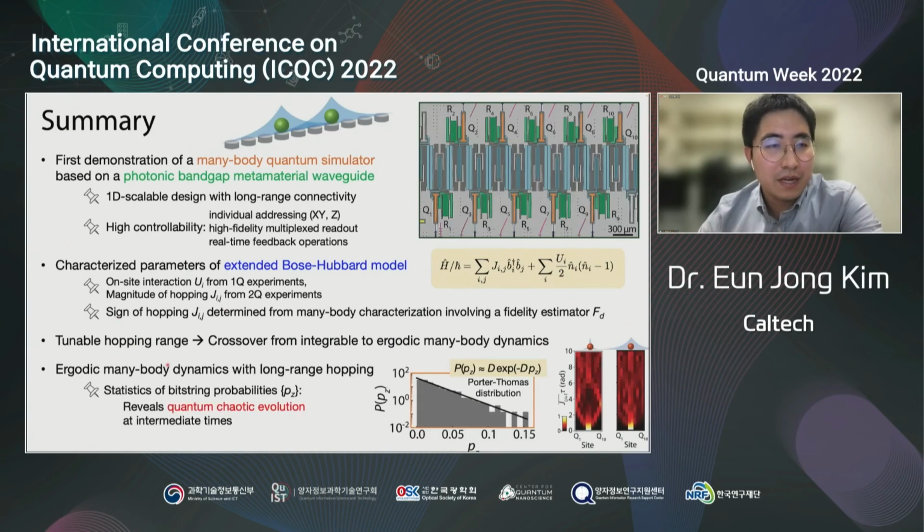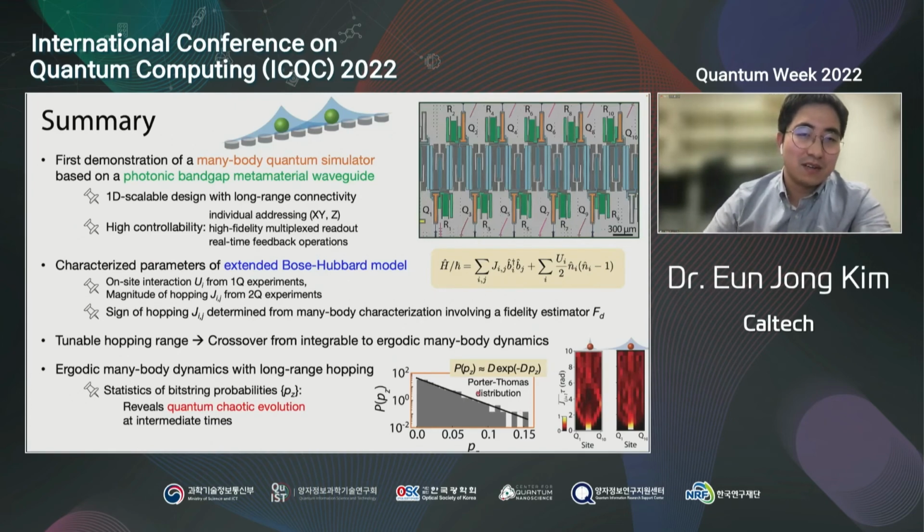And finally, I didn't have time to touch upon this, but we have characterized the associated ergodic dynamics by looking into the distribution of bit string probabilities, where we show the Porter-Thomas distribution, a signature of a many-body state exploring all parts of the Hilbert space.